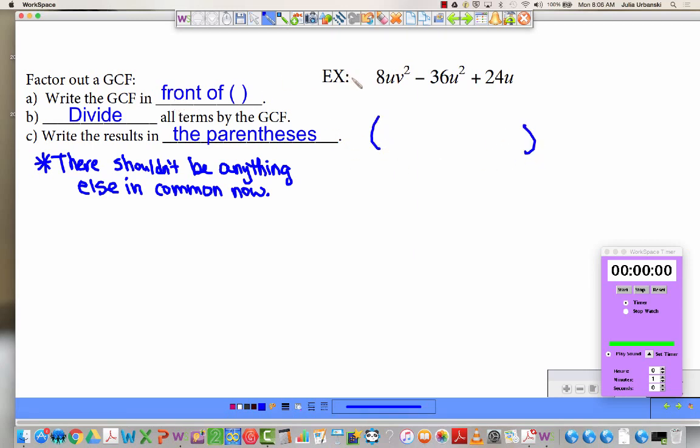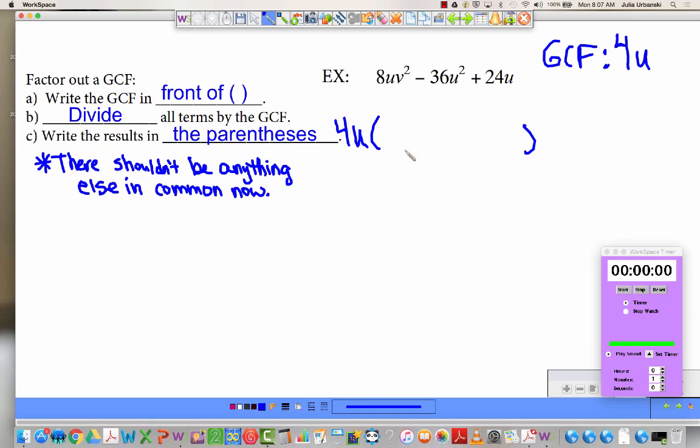What's the GCF of 8, 36, and 24? I think 4, yep. 6 doesn't go into all 3 of them. Okay, and what about the U's? U to the first, good. Okay, so we write 4U in front of the parentheses. It's like backwards of distribution.